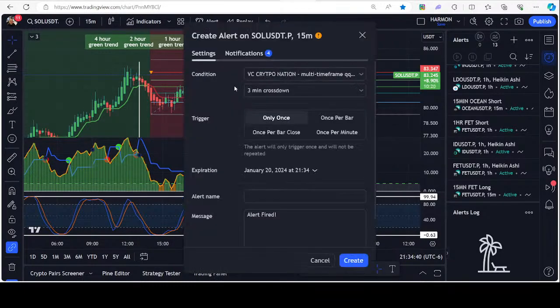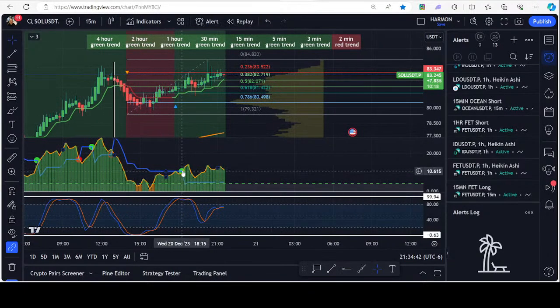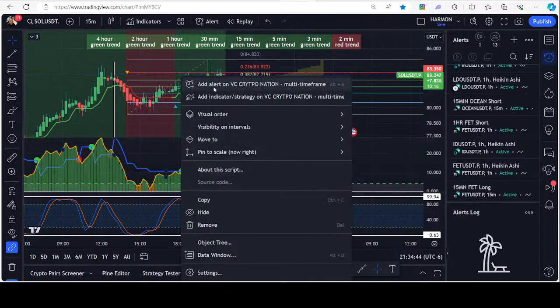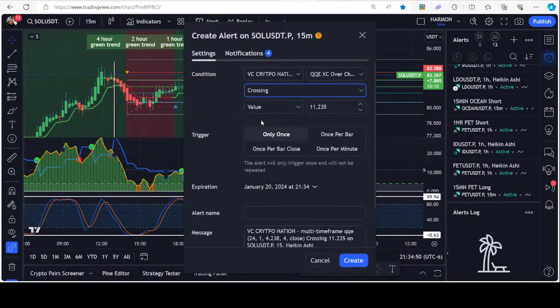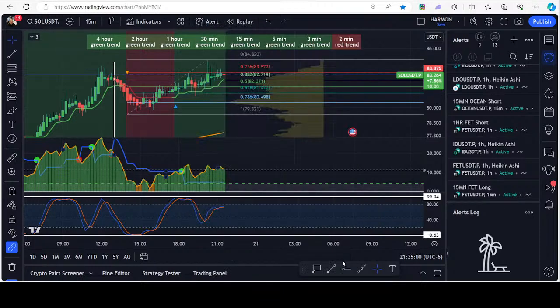And if you're just joining us, this is how you set an alert on your moon. Right click on your moon, add to your VC Crypto Nation. You need to change the 3-minute crossing. Bring that down to crossing total once per minute. Slide across here. I delete all that just so I know what it looks like. And anytime I see the Heikin Ashi, I know that that's the actual moon. So I'm going to create that for Solana right now.